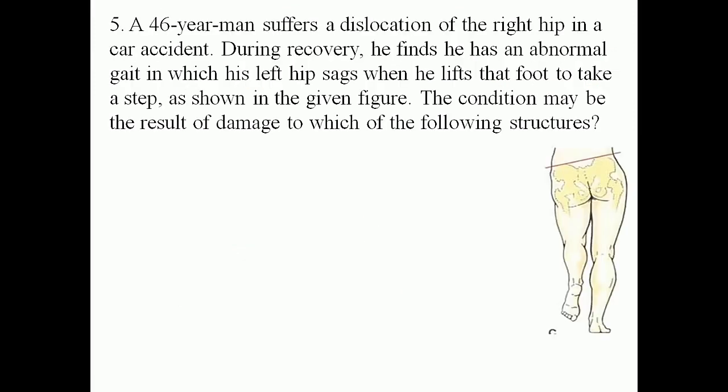Now coming to scenario 5. A 46-year-old man suffers a dislocation of the right hip in a car accident. During recovery, he finds he has an abnormal gait in which his left hip sags when he lifts that foot to take a step as shown in the given figure. The condition may be the result of damage to which of the following structures?